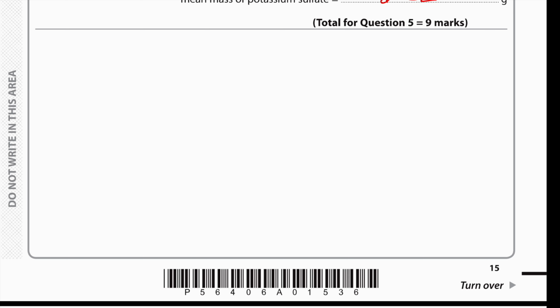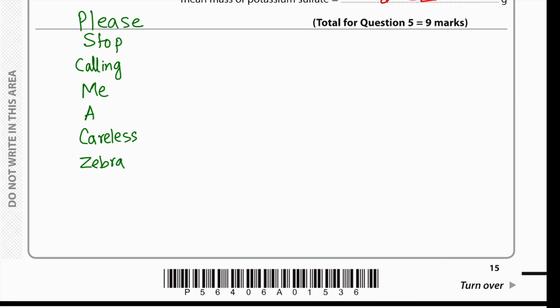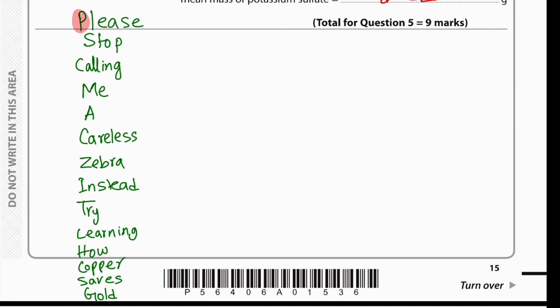One of the ways we can remember the reactivity series during our exam is by remembering the following mnemonic. Please stop calling me a careless zebra. Instead, try learning how copper saves gold. So the P stands for potassium, the S stands for sodium, the C stands for calcium, M stands for magnesium, A stands for aluminium. The C here stands for carbon.